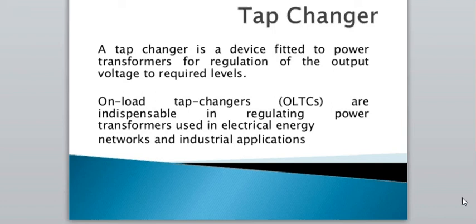That is the tap changer. A tap changer is a device fitted to power transformers for regulation of the output voltage to required levels. One more is the on-load tap changer, where we change the voltage while on load. That is somewhat difficult. It is used in regulating the power transformers used in electrical energy networks and industrial applications.